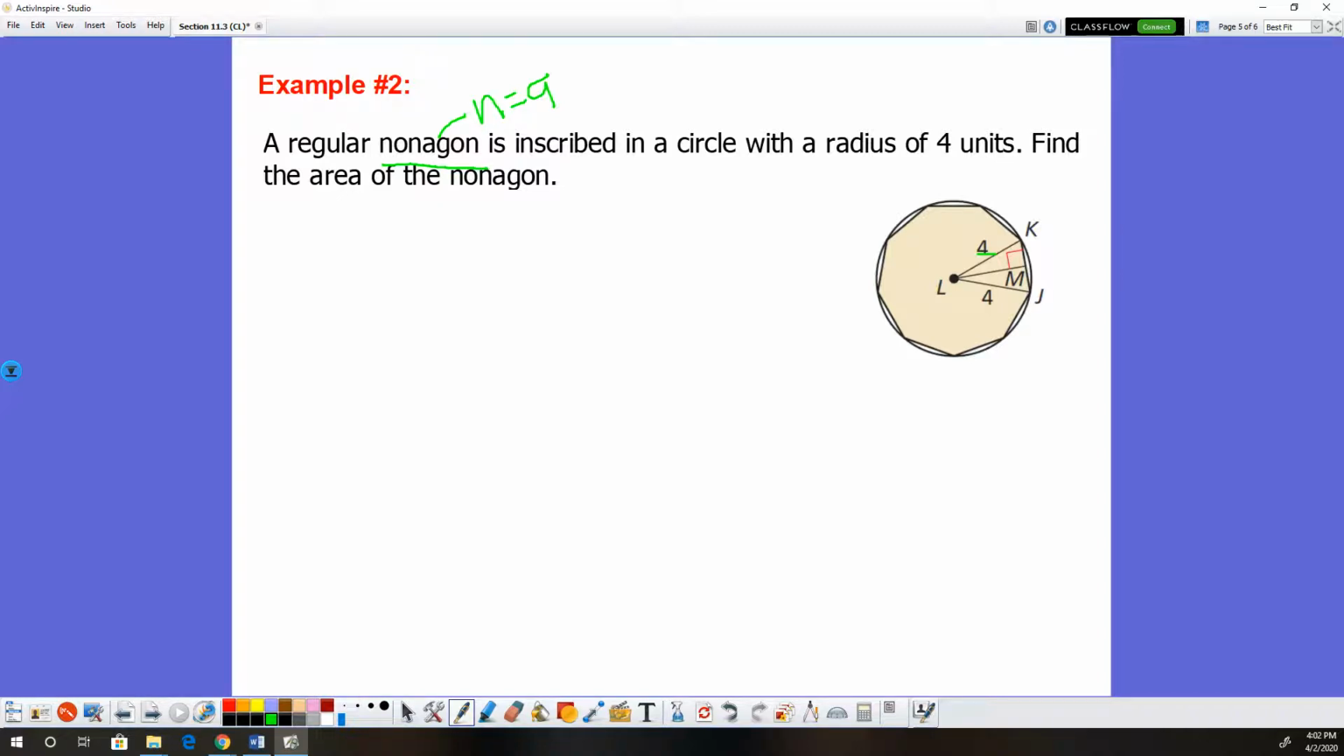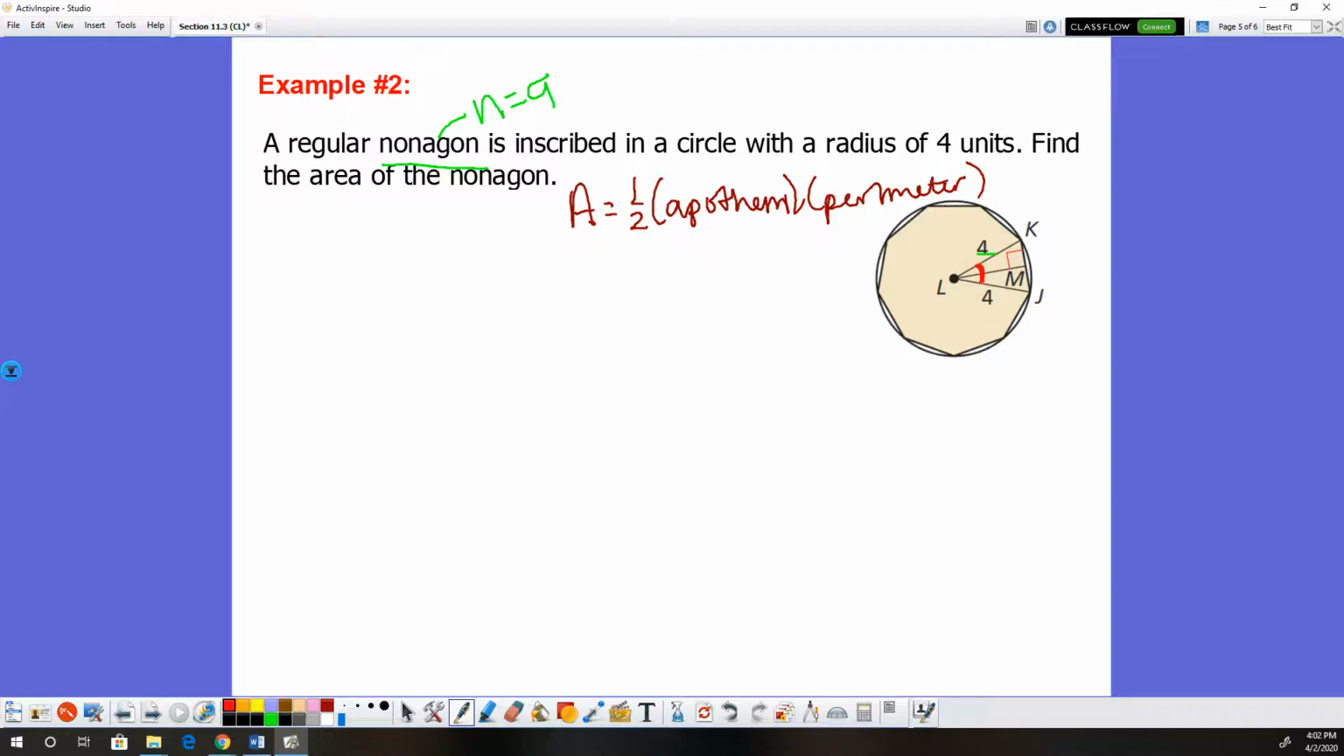Well, remember, our area is just 1/2 times the apothem times the perimeter. All right, we don't have the apothem and we don't have the perimeter, and we have to do a lot of work to find both. All right, so the first thing we want to do is find the central angle. So we want to find this whole angle here.